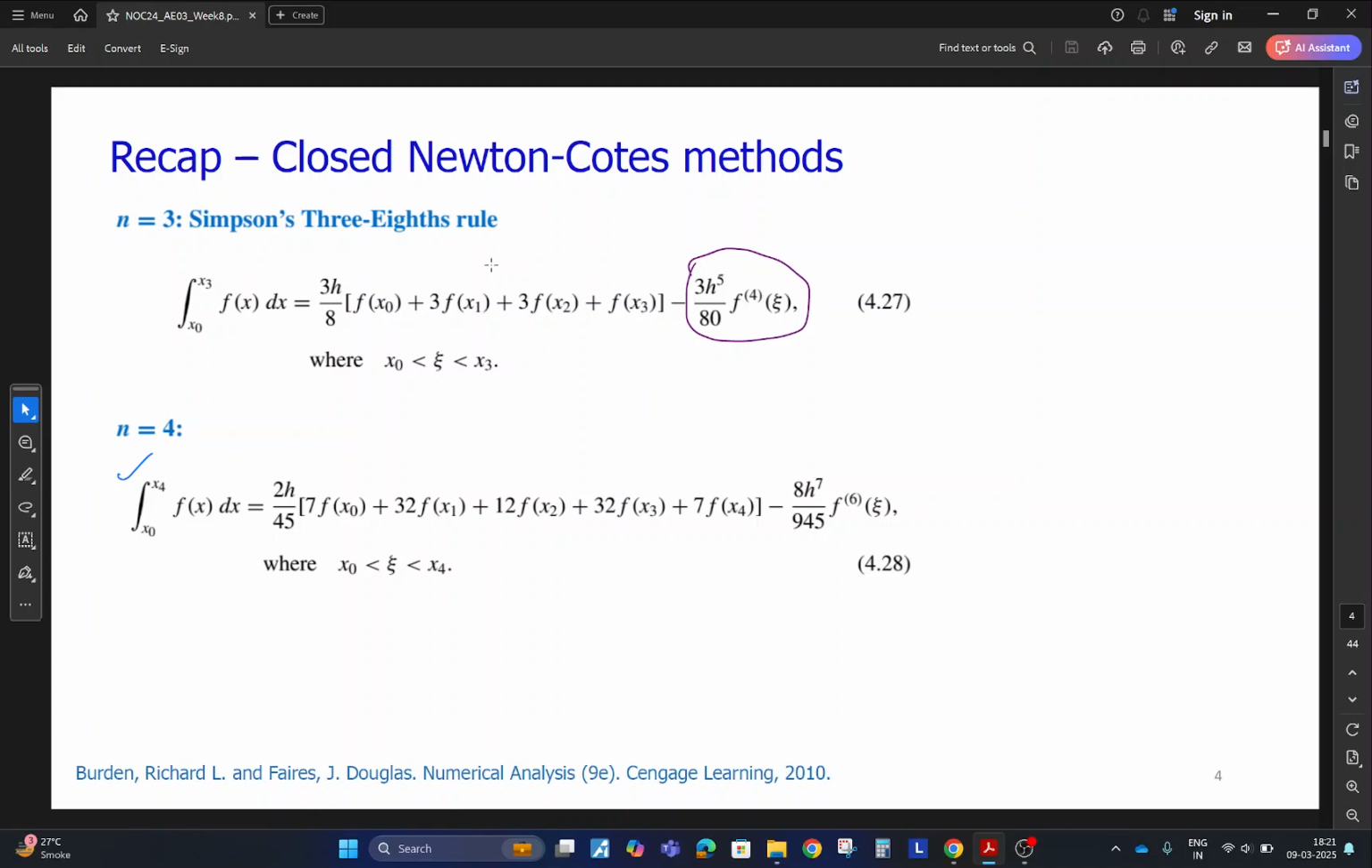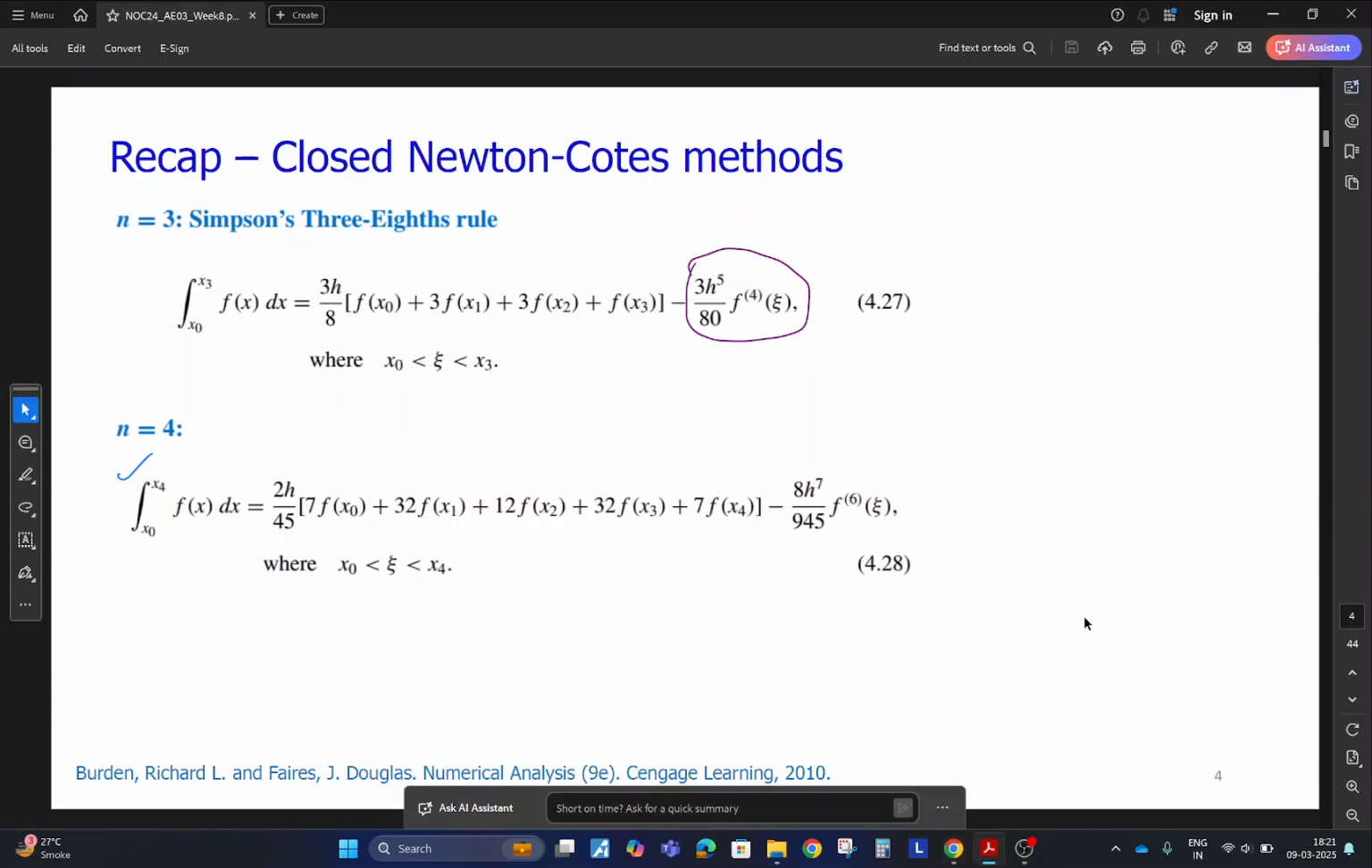So, when n equals 3, we obtain Simpson's 3/8 rule. Integral x0 to x3 f(x) dx equals 3h by 8 times f of x0 plus thrice f of x1 plus thrice f of x2 plus f of x3 minus 3 by 80 times h power 5 fourth derivative of xi, where xi is a point between x0 and x3 as given in equation 4.27.